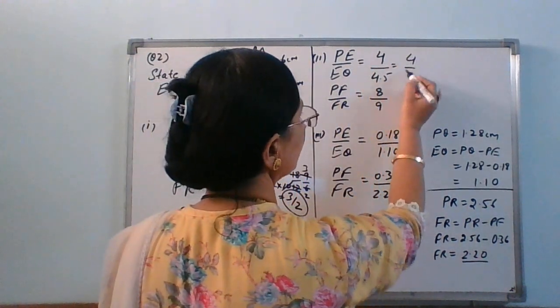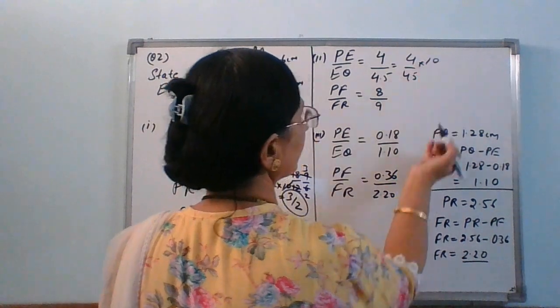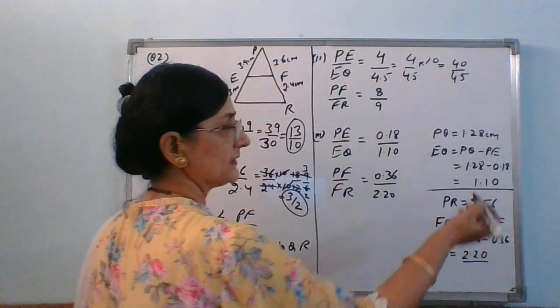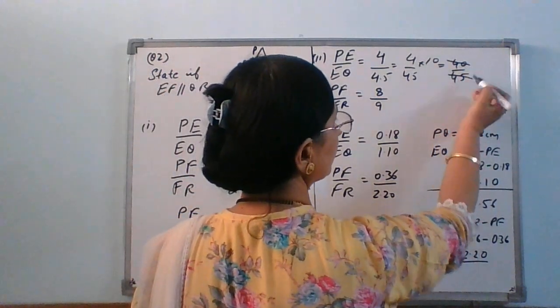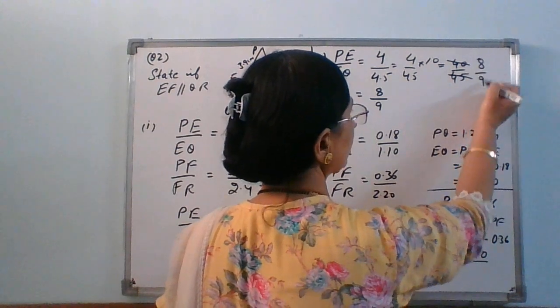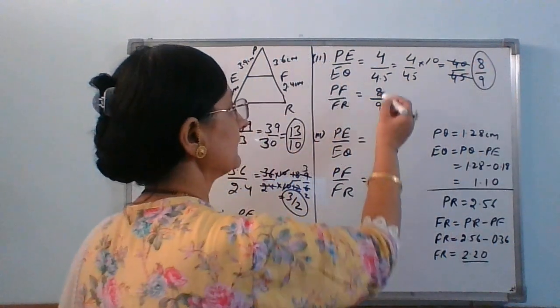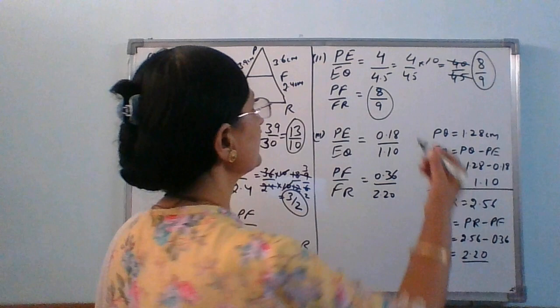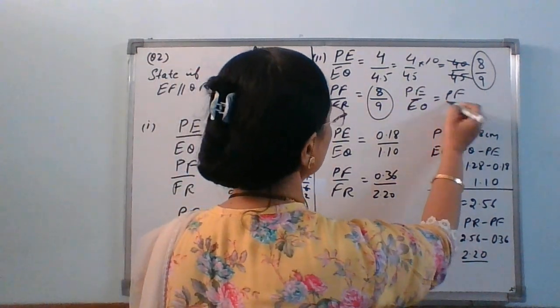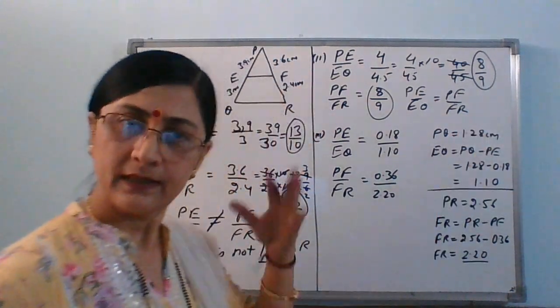Now let us remove the decimal. This becomes 40 and this becomes 45, right? Now let us cancel with the table of 5. 5 8s are 40, 5 9s are 45. So the ratio is 8 by 9 and this ratio is already 8 by 9. So PE upon EQ is equal to PF upon FR. Yes, the ratio is equal.